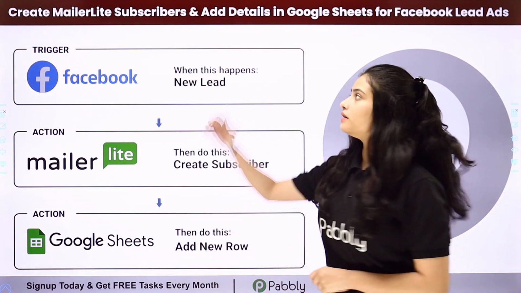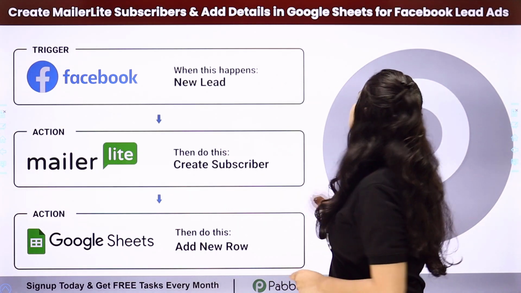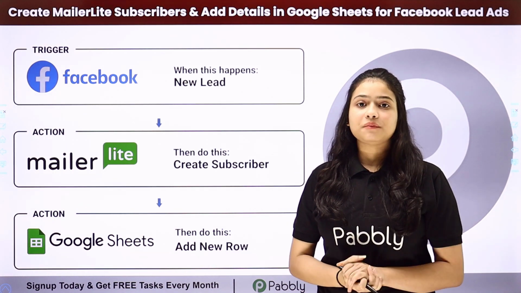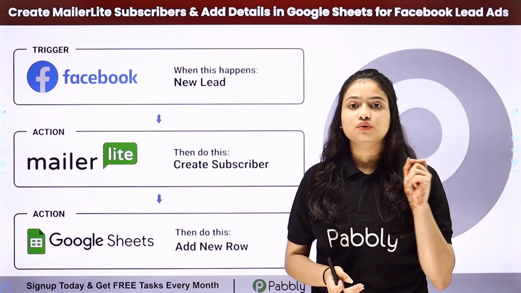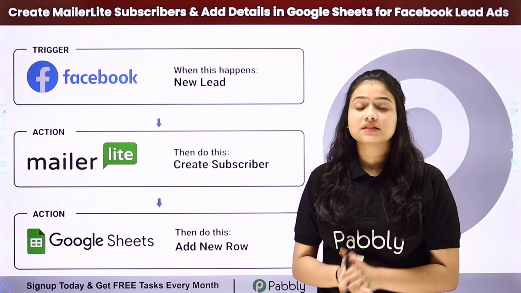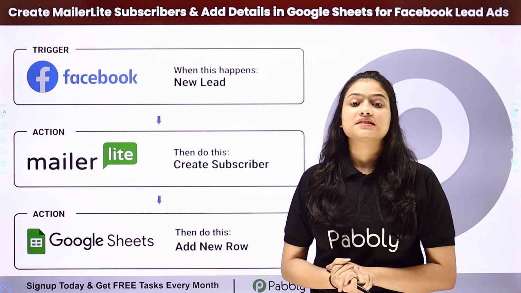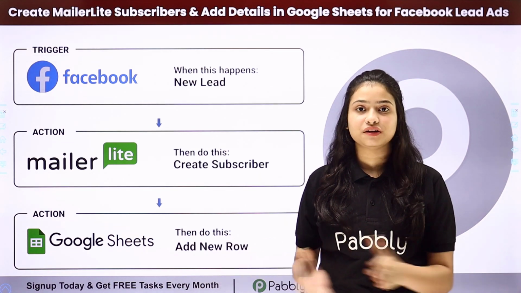Today we are going to learn how to create MailerLite subscribers and add details in Google Sheets for Facebook lead ads. Suppose I am having an event management company for which I am running an ad campaign on my Facebook page. And now I want that whenever a new lead is generated through Facebook lead ads, automatically by using the same response, a new subscriber should be added in my MailerLite account. And also at last I want to add the details of the same Facebook leads to my Google Sheets in order to create a good record.